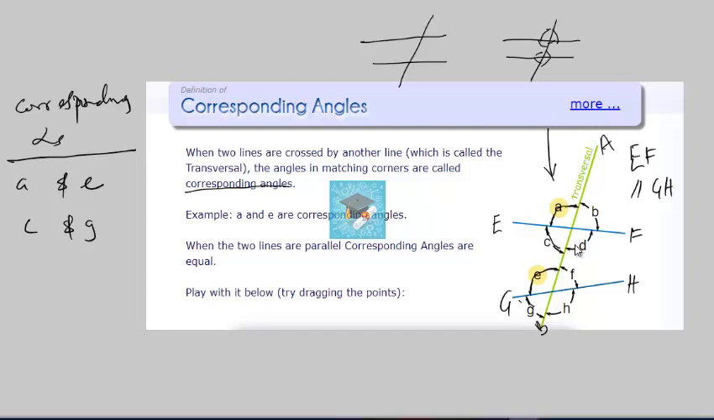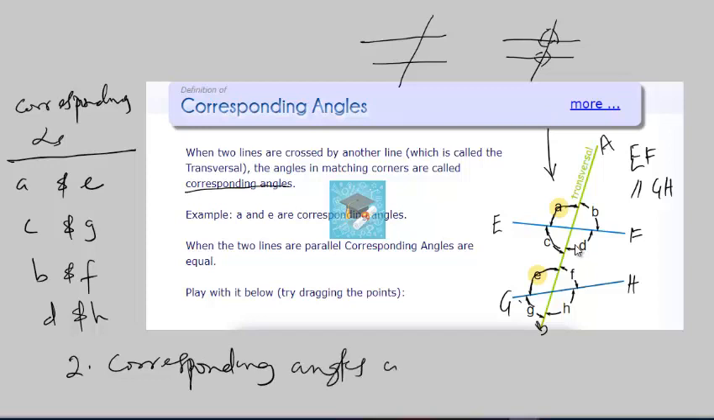B and F are corresponding angles also. Then D and H are also corresponding angles. And the second theorem we are just about to look at is the theorem that states that corresponding angles are equal. That's our theorem number 2. Corresponding angles are equal.